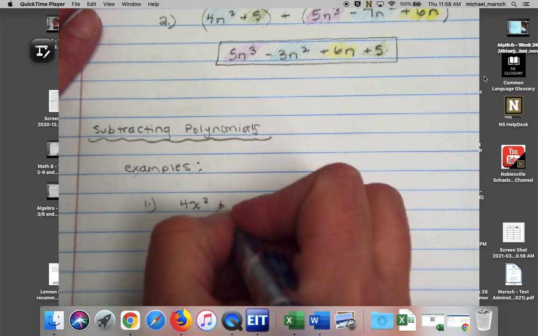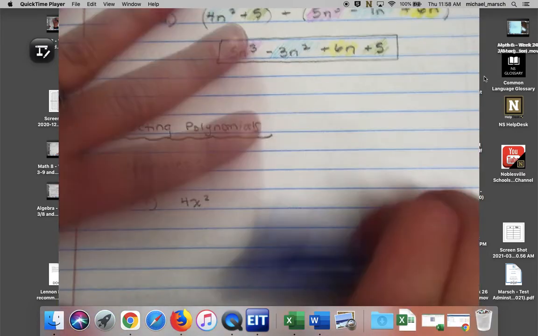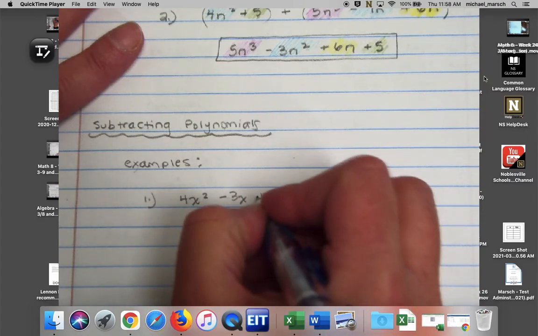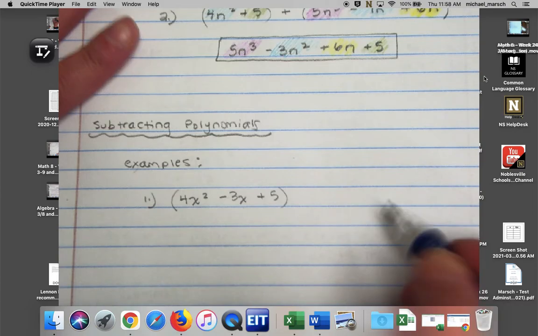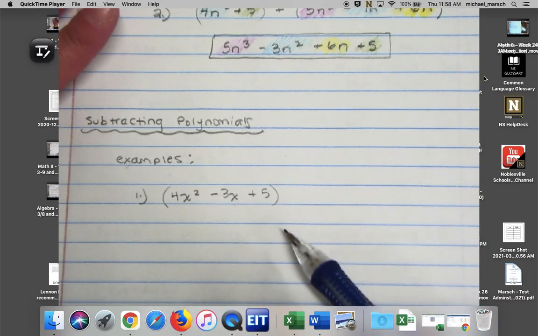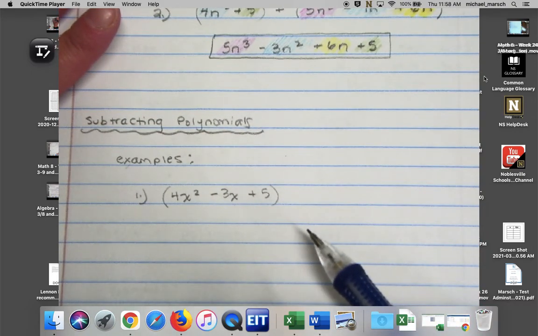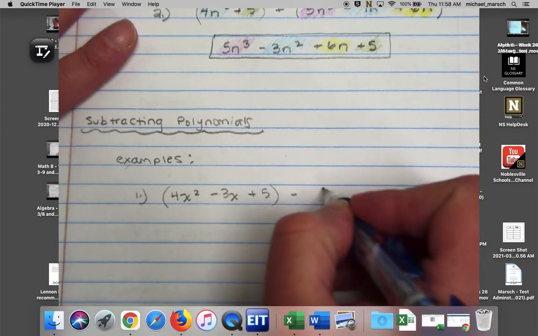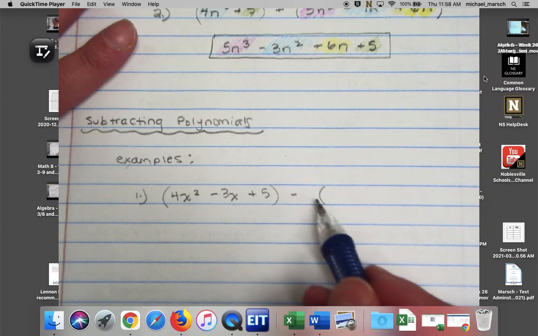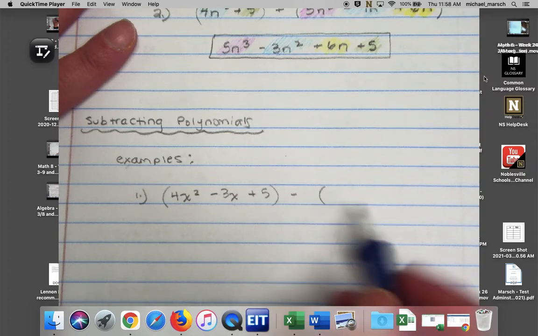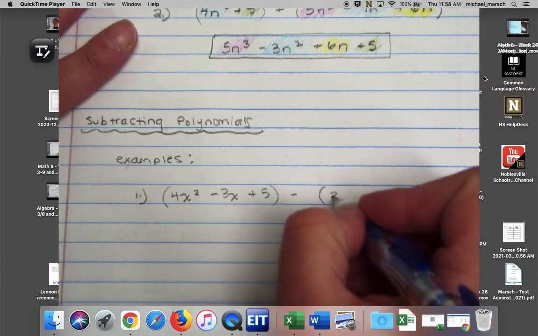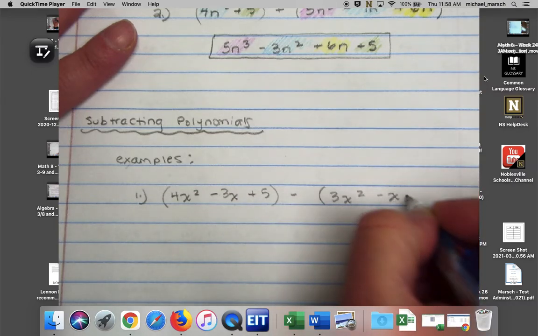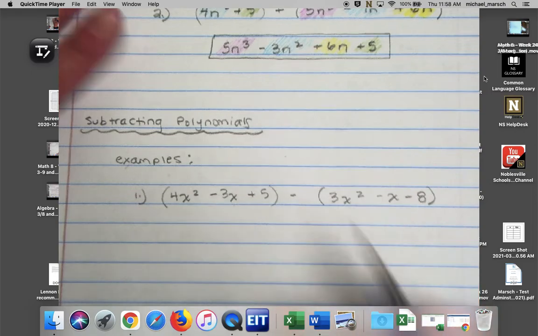4x squared minus 3x plus 5. Go ahead and write this down, and then I want you guys to pay really close attention. I'm going to put my subtraction sign, and then I'm going to leave a little space. Do you see how I left a space there? Leave the space there, and then write your next polynomial.